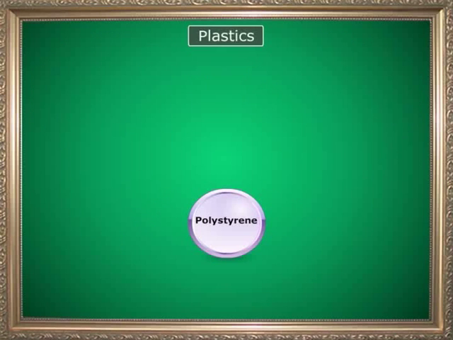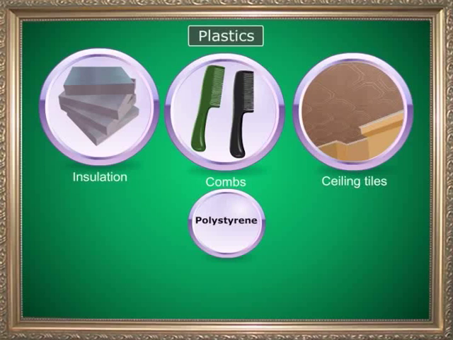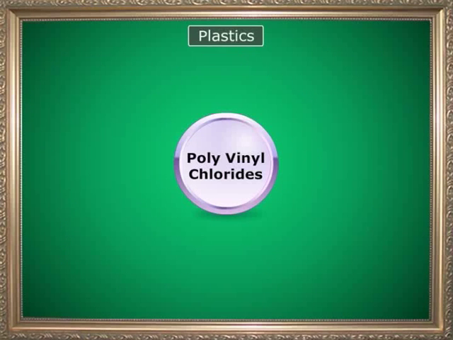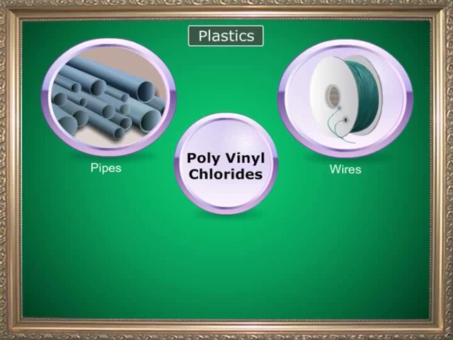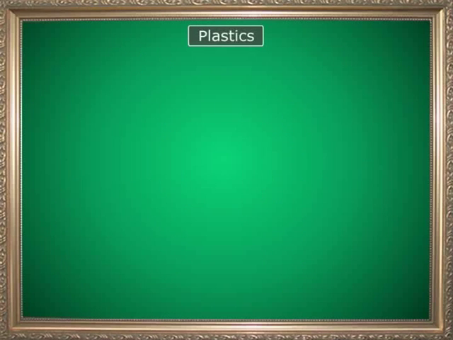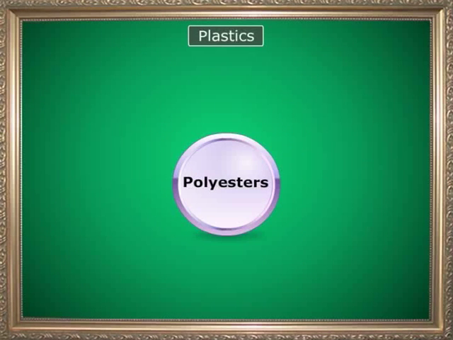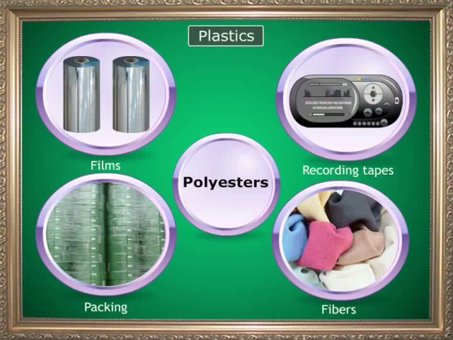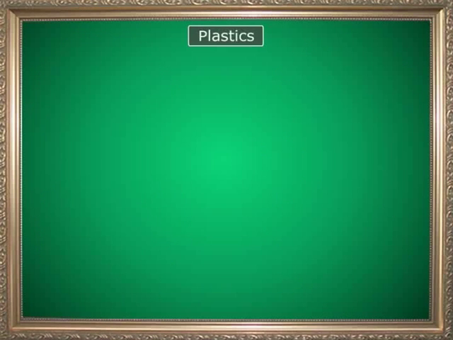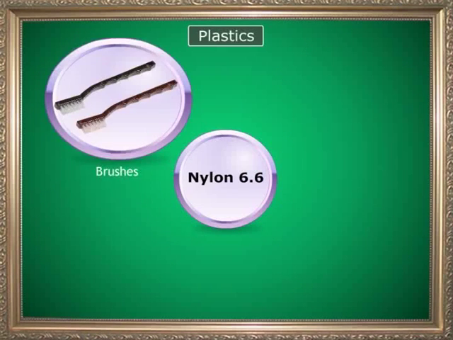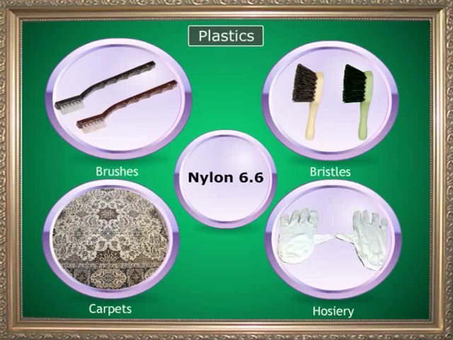Polyester is used to make insulation, combs, ceiling tiles, television, refrigerator lining, etc. Polyvinyl chlorides are used for making pipes, wires, gramophone records, floor coverings, etc. Similarly, polyesters are used for making films, recording tapes, packing and fibers for textiles. Another material called nylon 6.6 is used for making brushes, bristles, carpets and hosiery.